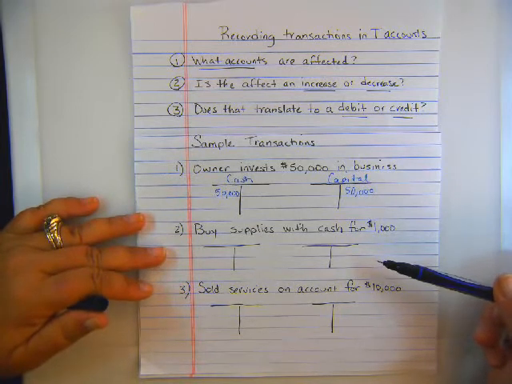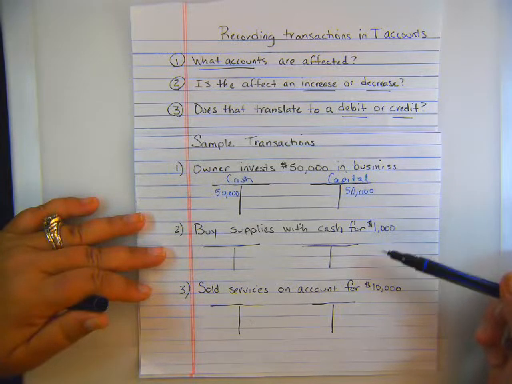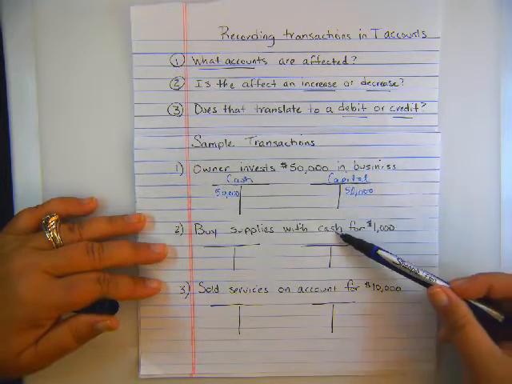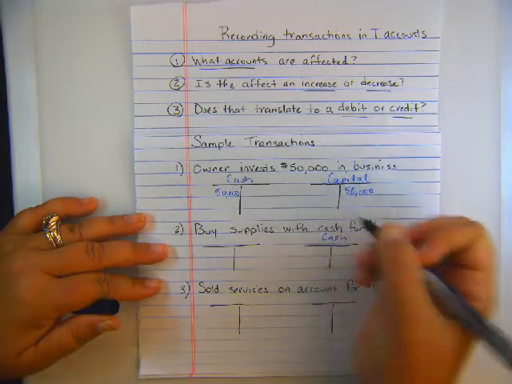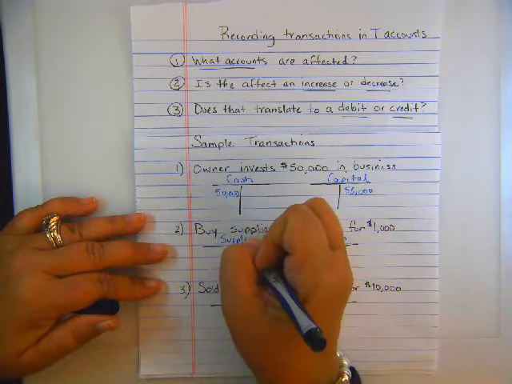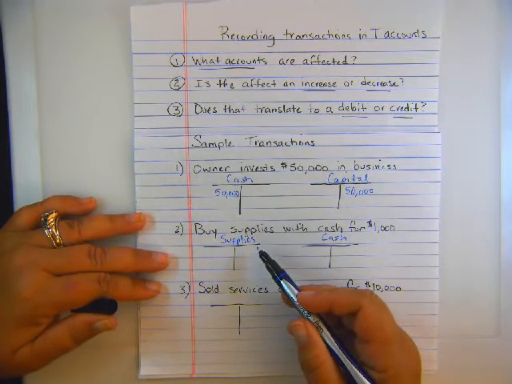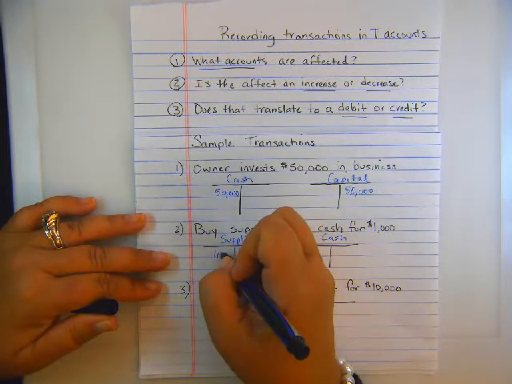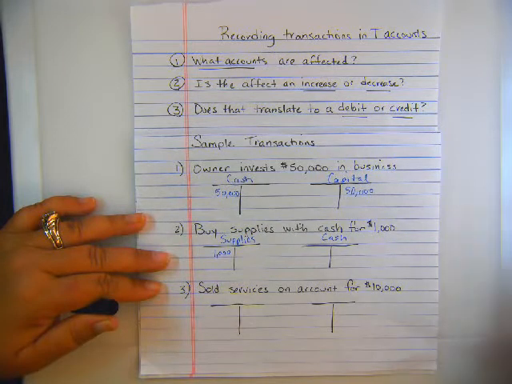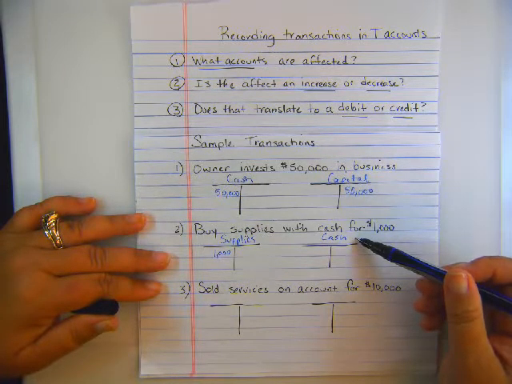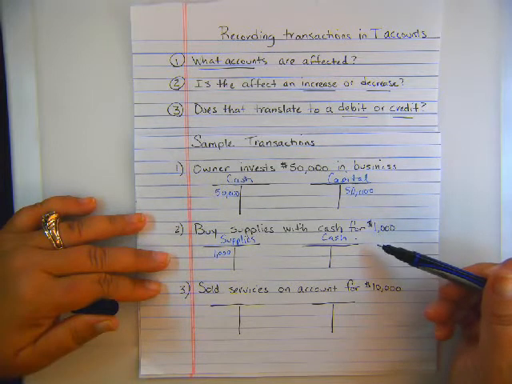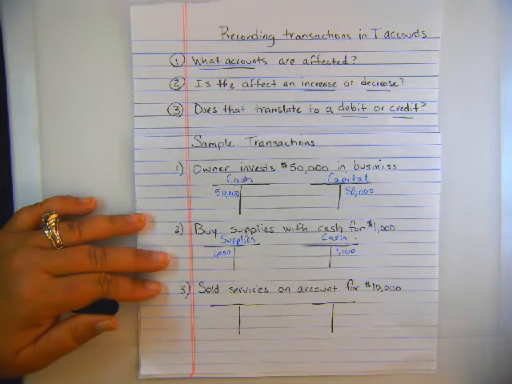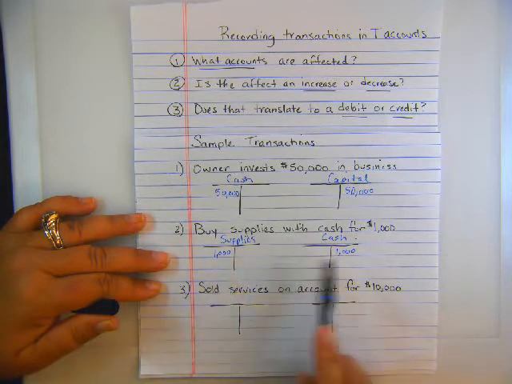Okay, the next one. Buy supplies with cash for $1,000. First question I ask is, what accounts are affected? Well, I spent cash, obviously, and I now own some supplies. Supplies are an asset. We increase supplies if we own more of them. That translates to a $1,000 debit. Cash is also an asset, but as a result of this transaction, we have less cash. We have to decrease our cash, and we decrease assets with a credit. So again, our transaction, we have a debit to supplies and a credit to cash.